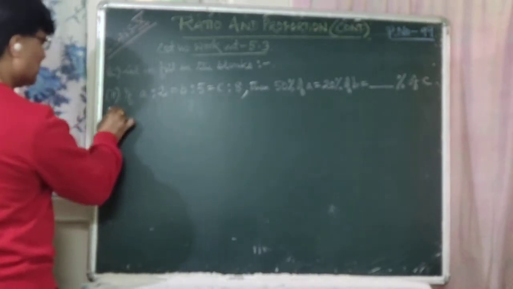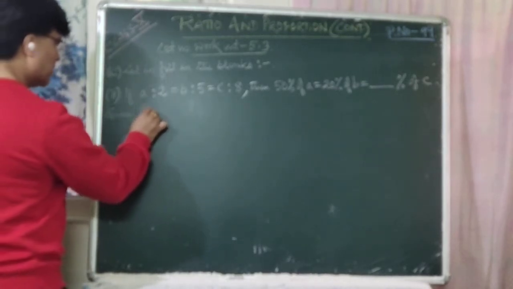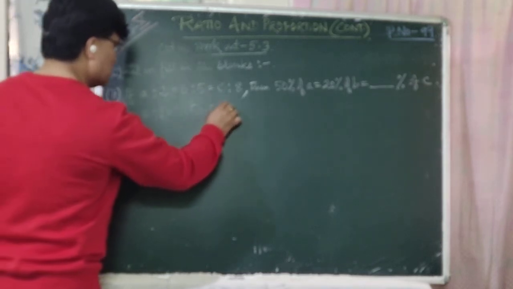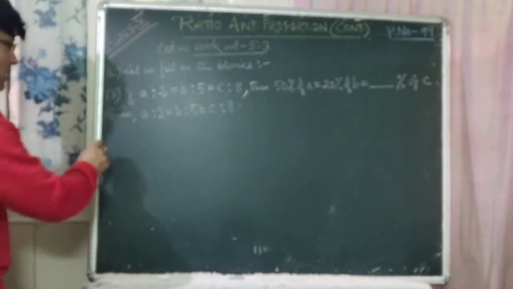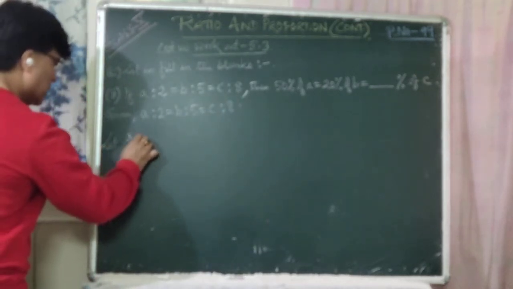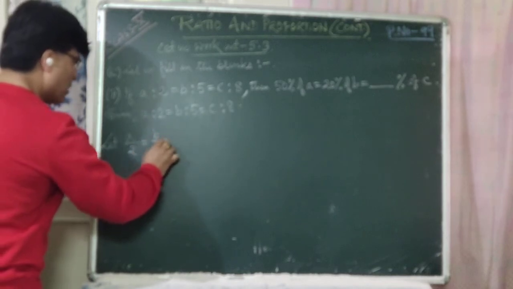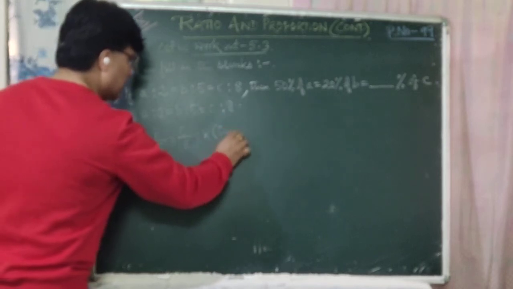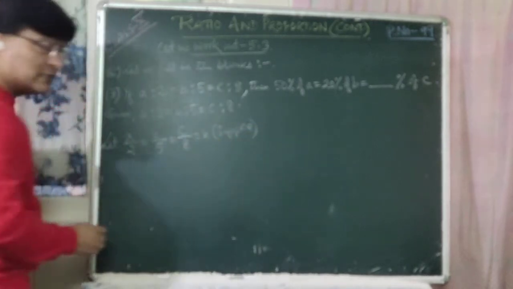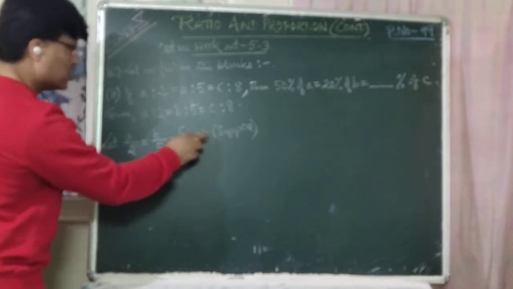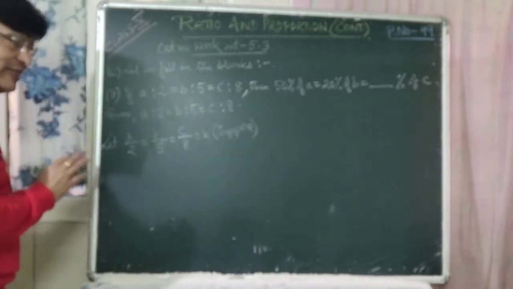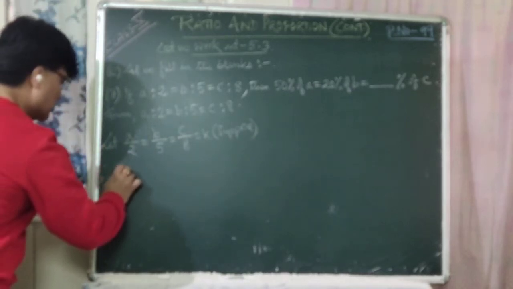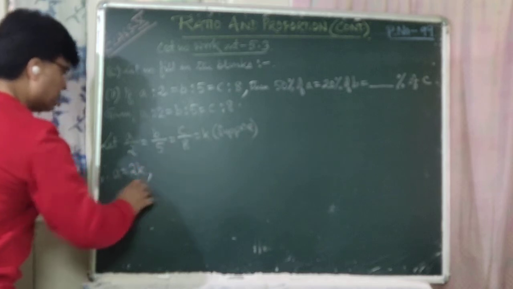Now let us write down the given here. So what is given here? A is to 2 is equal to B is to 5 is equal to C is to 8. Let us assume A upon 2 is equal to B upon 5 is equal to C upon 8 is equal to K. So equating first and last, you can get the value for A, isn't it?